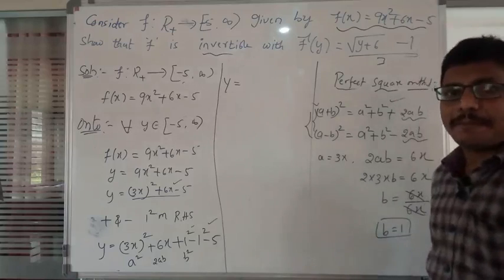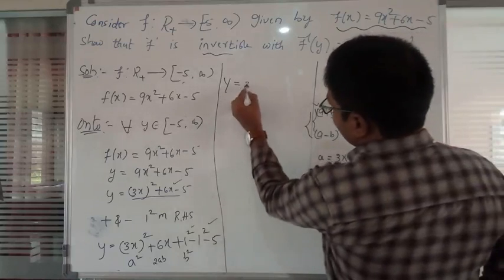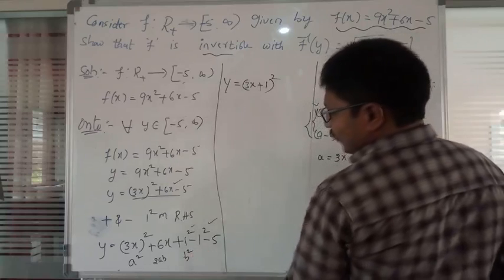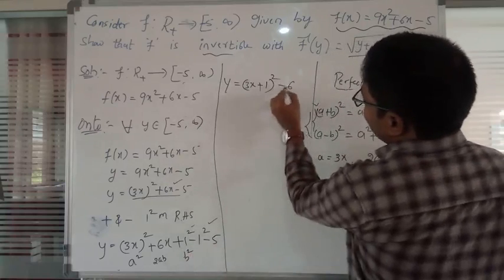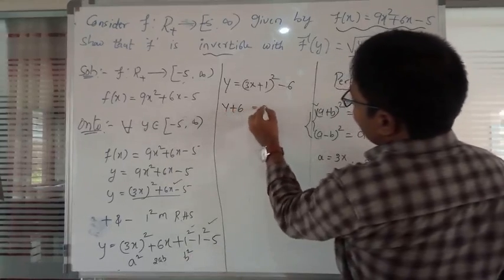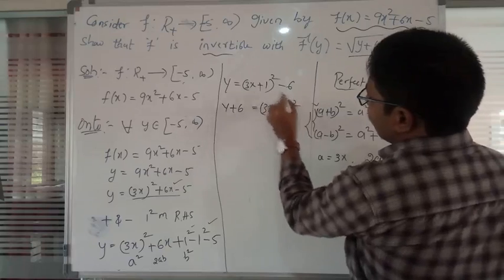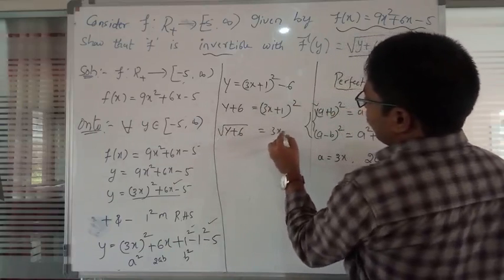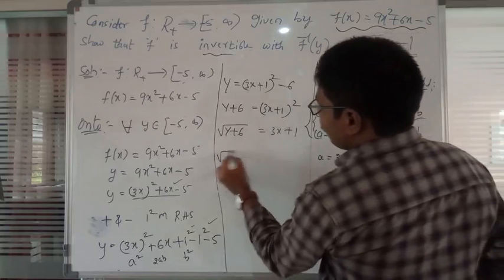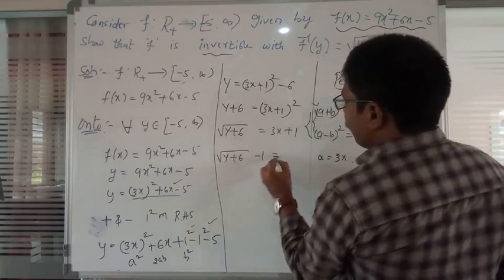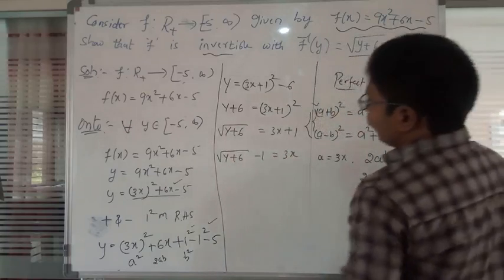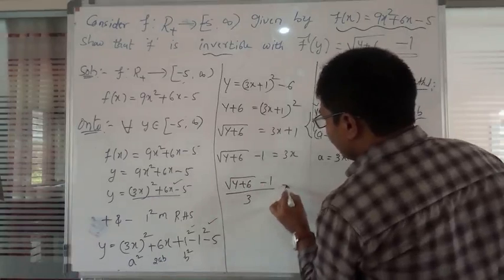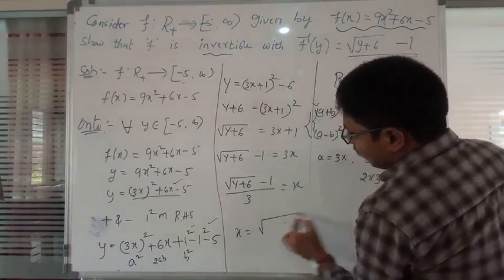That's why it must be a plus b whole square. You must write 3x plus b, where b square is minus 1 square, minus 1, and minus 1 minus 5 is minus 6. Minus 6 shifted, so y plus 6 is equal to 3x plus 1 whole square. This square is also shifted to the LHS, so root of y plus 6 is equal to 3x plus 1. This 1 is shifted to the LHS, so root of y plus 6 minus 1 is equal to 3x, and this 3 is shifted to the LHS, so root of y plus 6 minus 1 divided by 3 is equal to x.